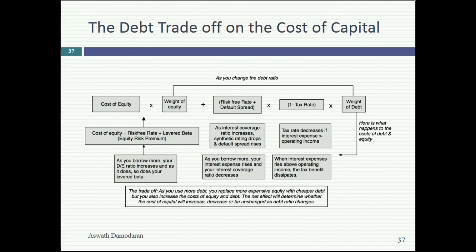There's one final loose end. I multiply the cost of debt by 1 minus the tax rate. And we do this routinely. When you multiply the cost of debt by 1 minus the tax rate, what are you assuming about interest expenses?